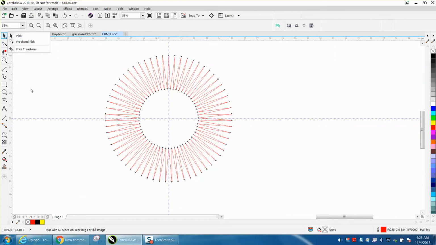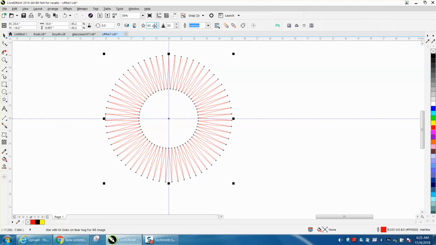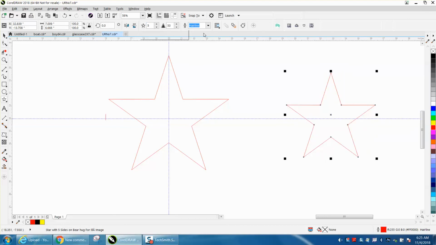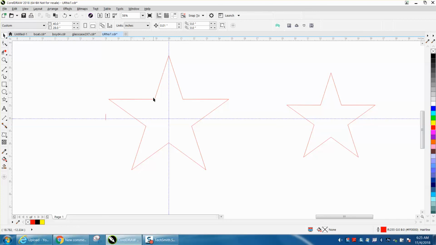It's the same thing with a 5-sided star. Let's just draw a 5-sided star. I'm going to hold down the Control button. Well, it's got 63, but let's make it 5. Look at here, it's almost half an inch difference between the two. You've got 7 tall versus just 6.666 wide. Same thing on this star: 9.5, almost half an inch larger in one direction.